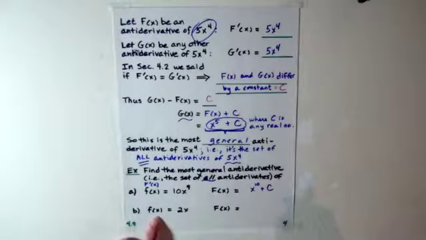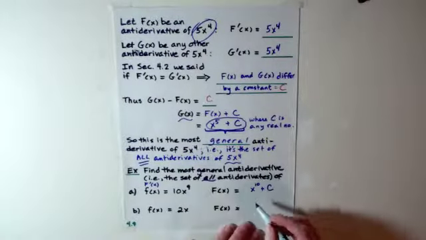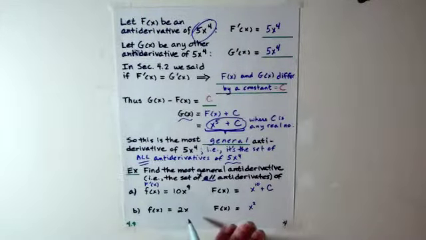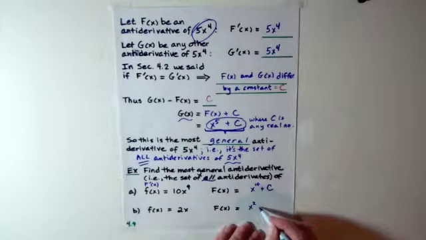Let's try part B. I have f of x equals 2x, and so again you have to think backwards. We said that if you start with x squared, when I take its derivative, I will get 2x. We did that problem before. But now I want the set of all possible antiderivatives of 2x. And so I should write a plus c on here.